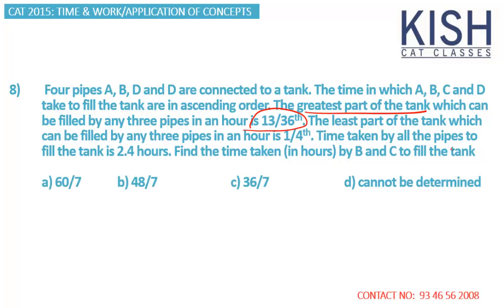Find the time taken in hours by B and C to fill the tank. We know that the tank capacity is 36 units. We know that the combined efficiency of B and C in 1 hour is 7 units. We can say 36 by 7. That's straightforward. What we have done is we have equated the denominator for both the fractions, and we have taken the denominator as the number of units. So simple.